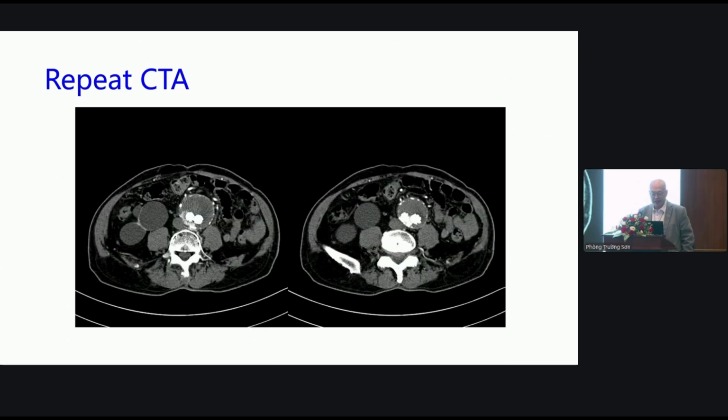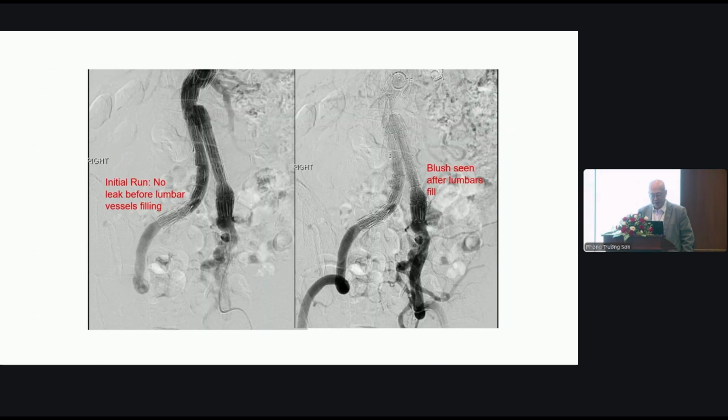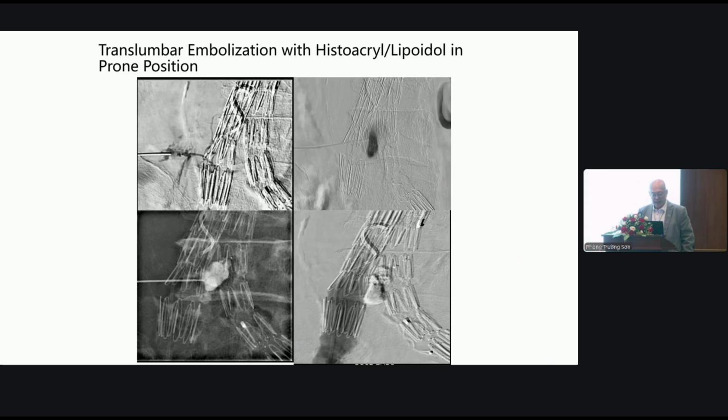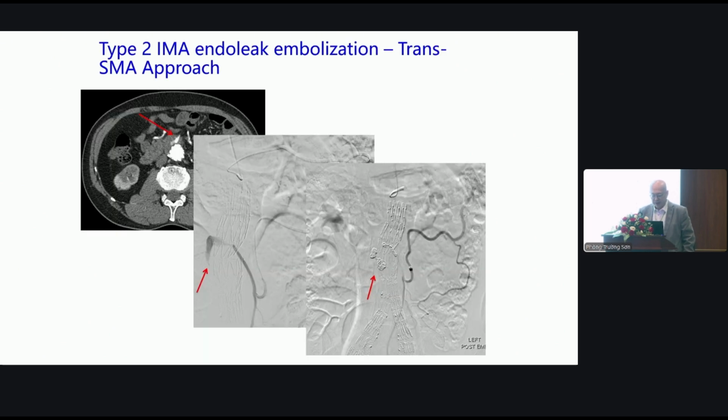It can roughly tell you whether it's coming from the lumbar or from one of the iliac branches. You can see when you do the initial run, it doesn't look very entertaining at all. But after the lumbar fill, then you see it filling up. That gives us a clue. So we do a catheter-directed lumbar filling and then an orthogonal view to basically identify it. Once you identify it, if you can cannulate it, you cannulate it. If not, you do a direct puncture and fill it up with glue. Similarly, we like to do a trans-SMA approach.